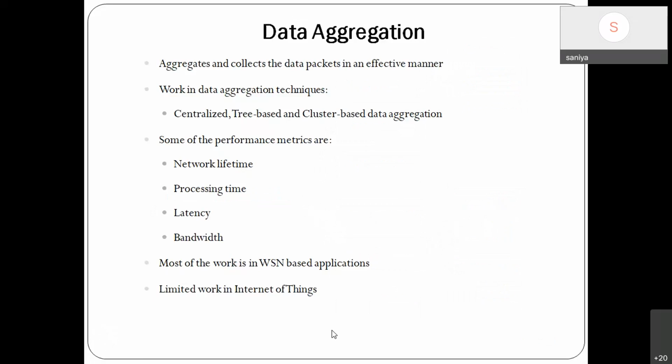We are going to see this in detail, because for understanding resource optimization, you need to understand where the resource optimization is, what the various techniques are, and what the current trend is. So if I talk about data aggregation, as the term says, it aggregates the data. But how does it aggregate the data? It aggregates and collects the data in an effective manner.